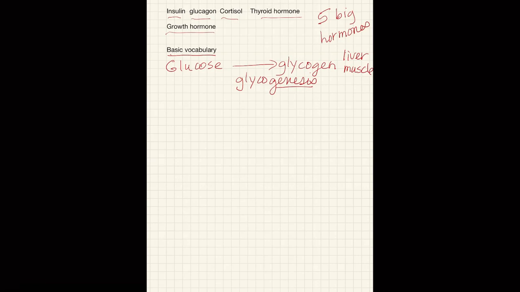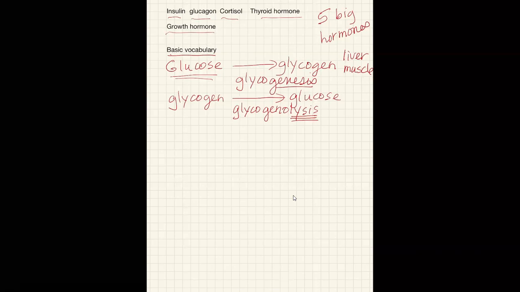Now this reaction can go the other way. Let's say we eat something, we have a whole bunch of sugar on board, and that sugar needs to be put somewhere, so we can put it into glycogen and hang on to it. Now we can go the other way if we need energy, if we need glucose, so we can go from glycogen to glucose. And that process is called glycolysis. And then the lysis, look, lysis. So lysis is always breaking something apart.